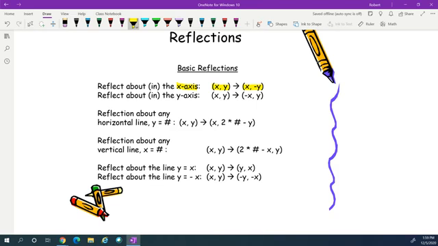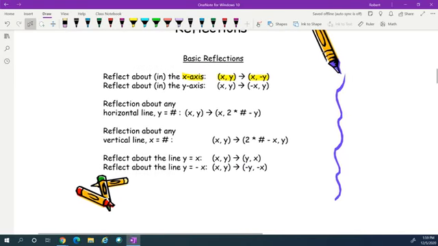So again, understand what the rule is telling us to do. Take a value and change its sign. Very simple. For the next two, I'm giving you guys these formulas. And again, I don't believe that these formulas are extremely challenging. If you look at it, it says when we're given the equation y equals some number, all we're going to do is take 2 times that number and subtract the original y. Not the most complicated formula.